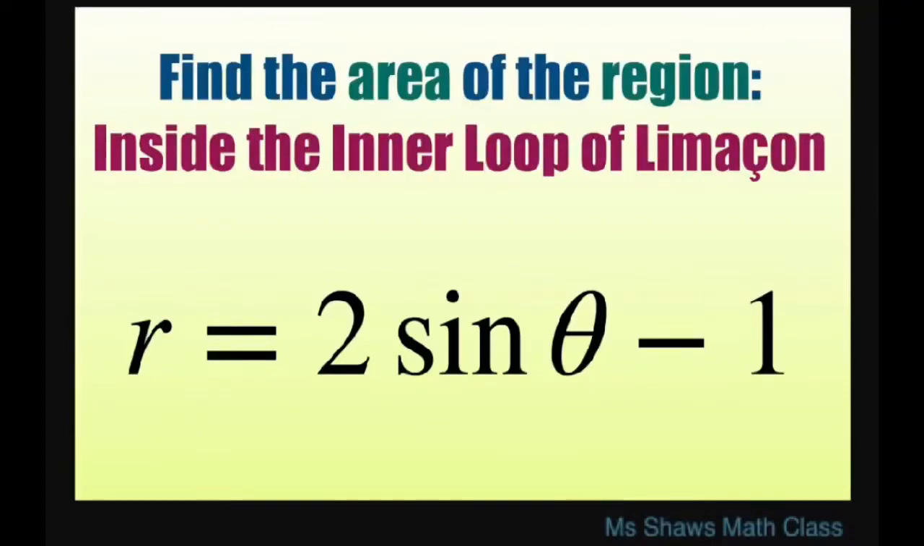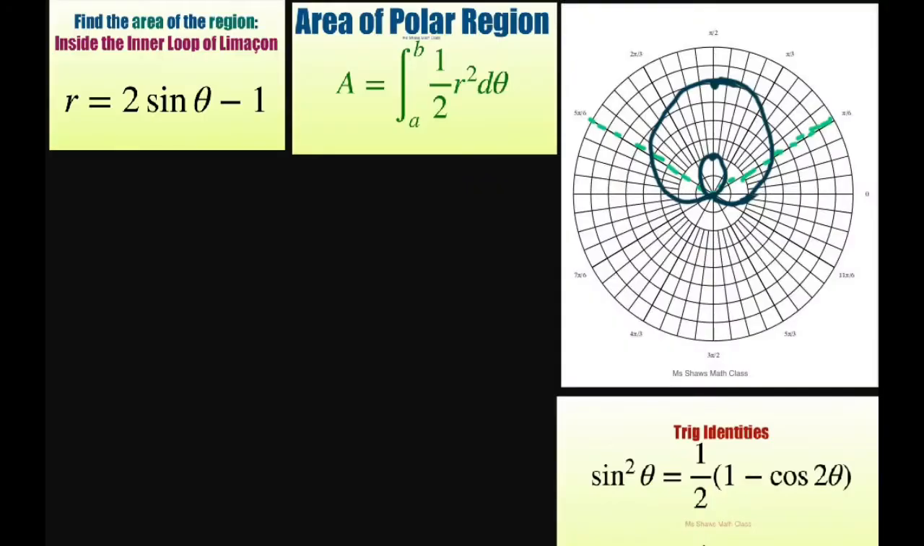Everyone, we're going to find the area of the region inside the inner loop of a Limacon, r equals 2 sine of theta minus 1. I sketched a little picture of it, and it's just a rough sketch. But basically this inner loop right here occurs between pi divided by 6 and 5 pi divided by 6.